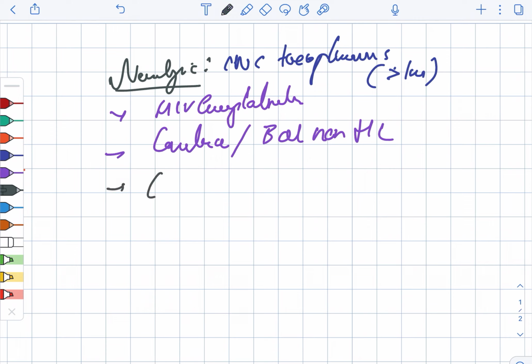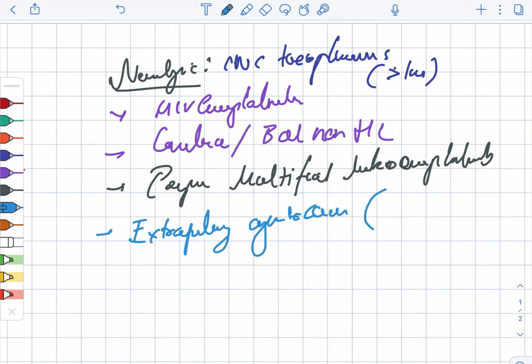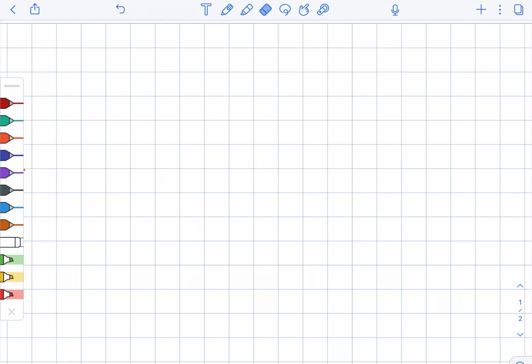Next, it can involve progressive multifocal leukoencephalopathy as well as extrapulmonary cryptococcosis, including meningitis. Next, we are looking at the respiratory.